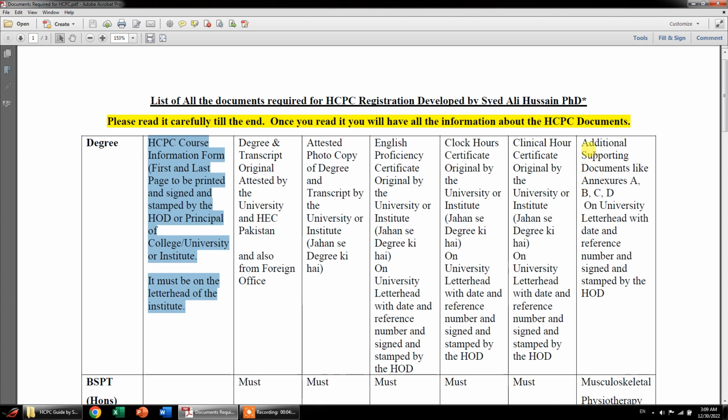Now you can use additional supporting documents that are sometimes called annexures. For example, you can attach them to any degree. After using these, you can also add documents stating that you have done neurological physical therapy work or orthopedic physical therapy work. It must be taken from the relevant institute from where you have done your degree, on the letterhead, with the date and reference number, signed and stamped by the head of the department.